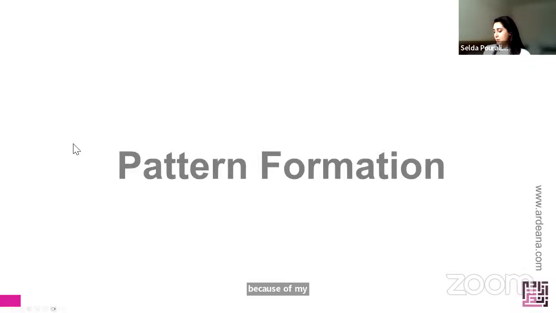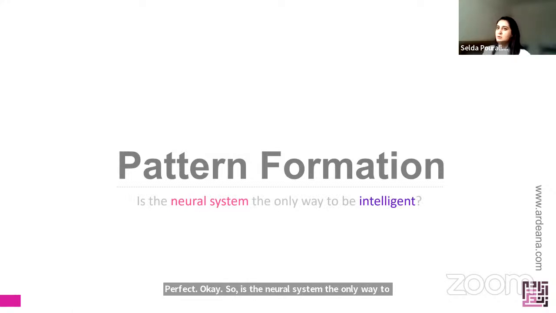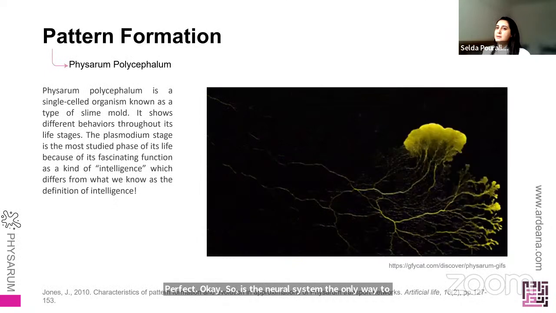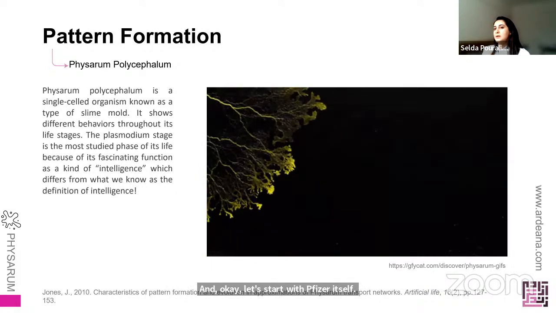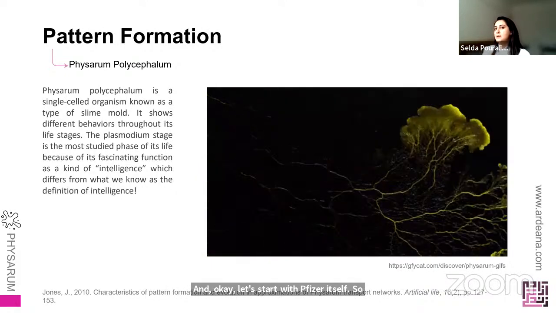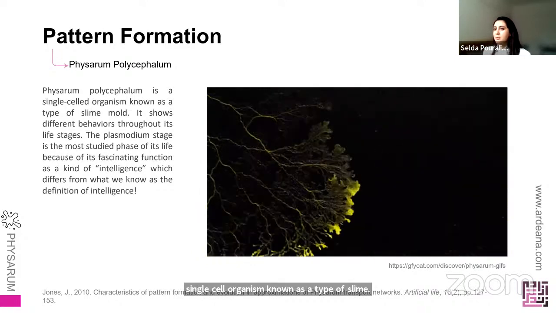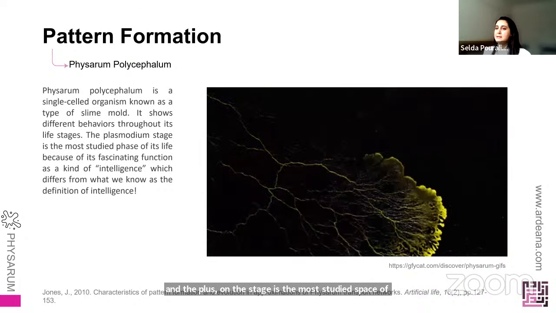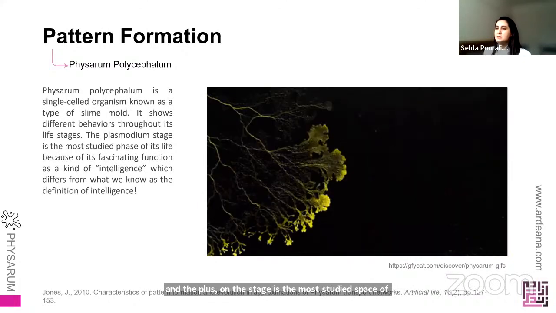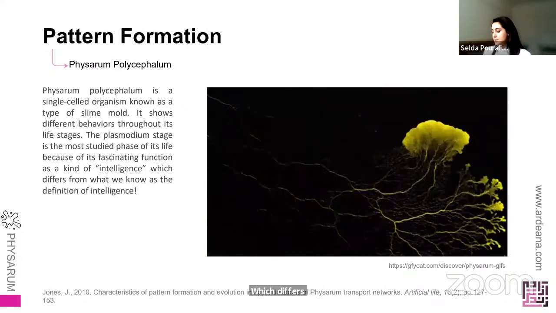Hopefully. Okay. So is the neural system the only way to be intelligent? This is our question here for Physarum, actually. And okay, let's start with Physarum itself. So Physarum is a single-celled organism known as a type of slime mold. It shows different behaviors throughout its life stage, and the plasmodium stage is the most studied phase of its life because of its fascinating function as a kind of intelligence, which differs from what we know as the definition of intelligence.